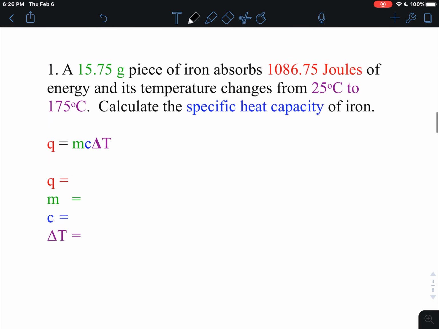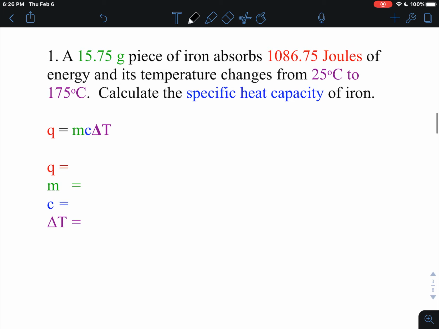So let's see how this is going to work with a practice problem. A 15.75 gram piece of iron absorbs 1,086.75 joules of energy, and its temperature changes from 25 degrees to 175 degrees Celsius. Calculate the specific heat capacity of iron.